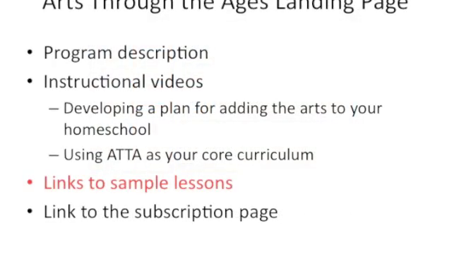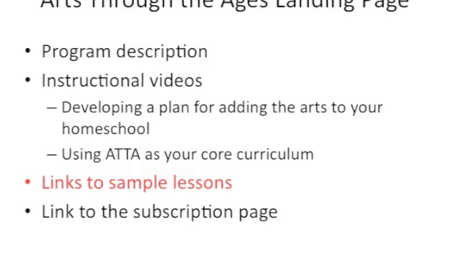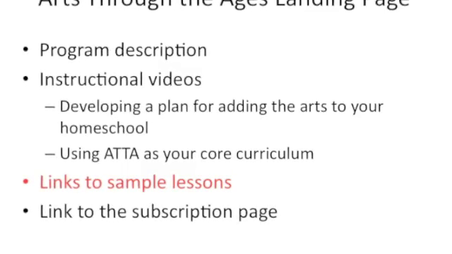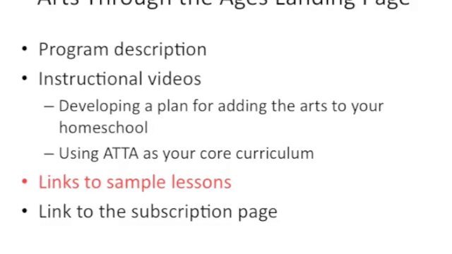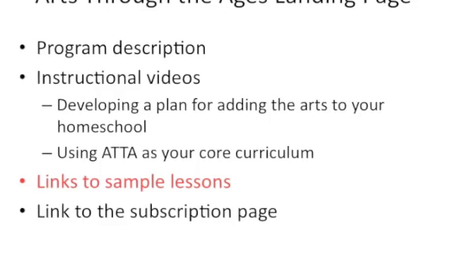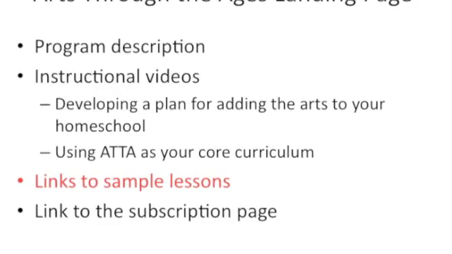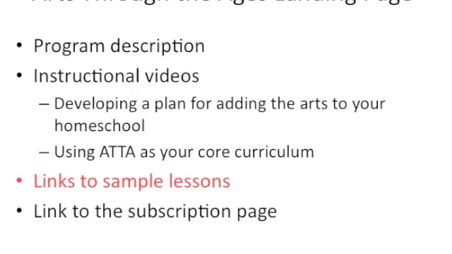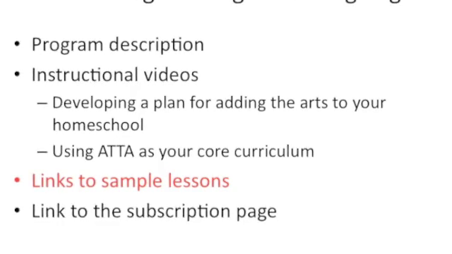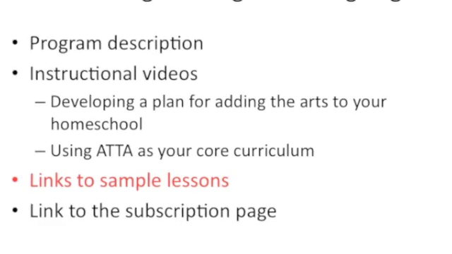On this page, you will find several things. First, an overall description of the Arts Through the Ages program. Then some instructional videos, including developing a plan for adding the arts to your homeschool, and also using Arts Through the Ages as your core curriculum, which are also available on YouTube. Next, you will see links to sample lessons where we'll have one lesson from each of the 6 time periods. Finally, there will be a link to the subscription page so that you can purchase other lesson plans that are not shown on this page as samples.